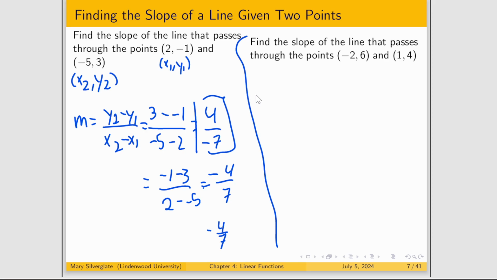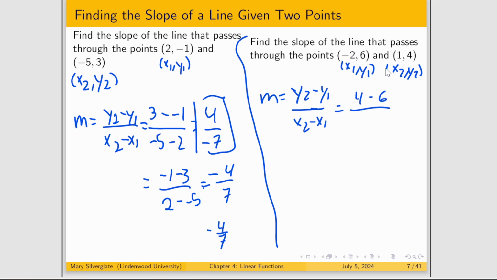For the next one, it's the same idea. So you want to write your formula in abstract, just to keep yourself straight. Then it might be helpful to go ahead and label yourself x2, y2, and x1, y1. And then again, it's plug and chug. So y2 is 4, y1 is 6, x2 is 1, x1 is negative 2. 4 minus 6 gives us negative 2. 1 minus the negative 2 gives us positive 3.